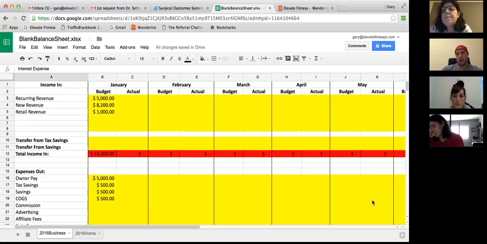And then number 7 step is to record the big rocks from July to December. Seven steps.